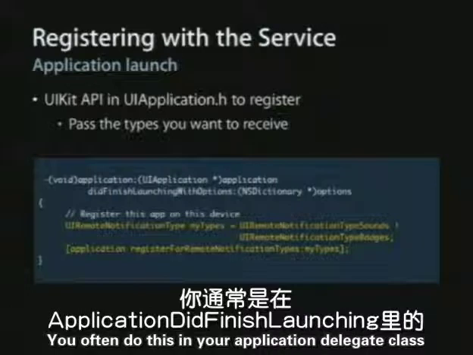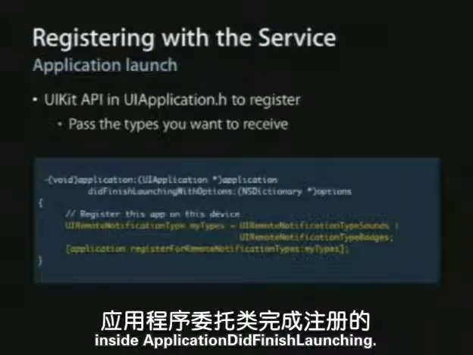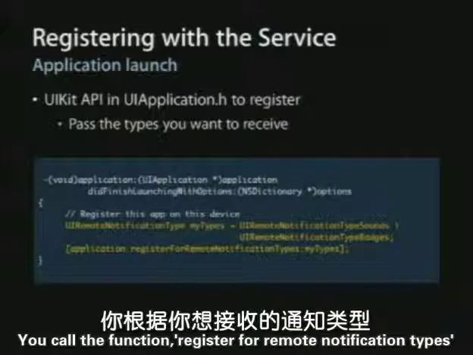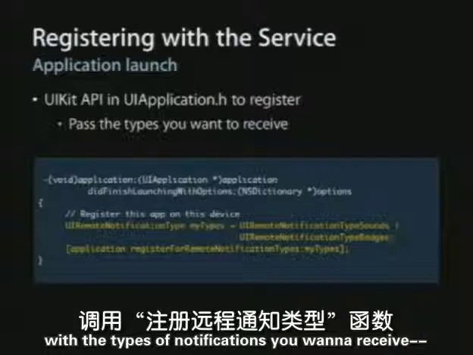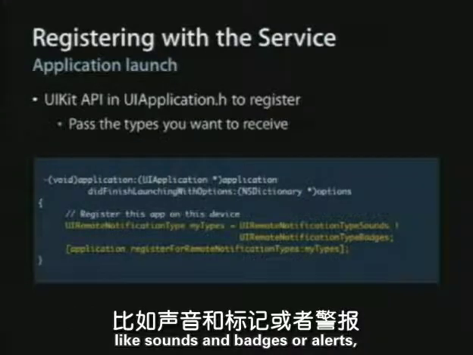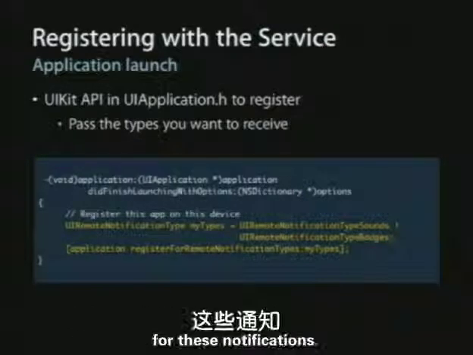You often do this in your application delegate class inside application did finish launching. You call the function registerForRemoteNotificationTypes with the types of notifications you want to receive, like sounds and badges or alerts. And that will tell the phone to start listening for these notifications.